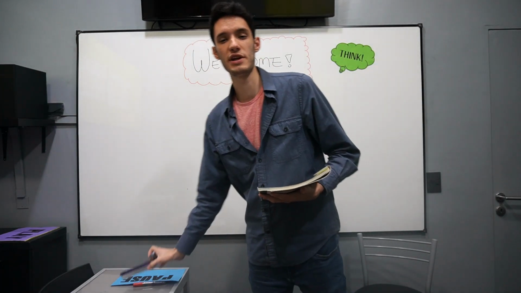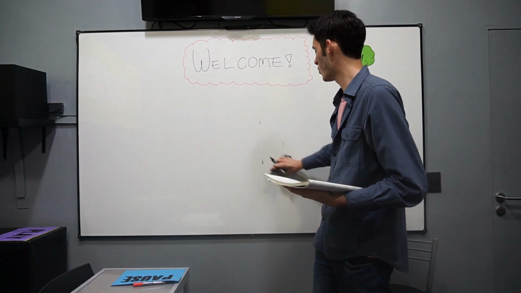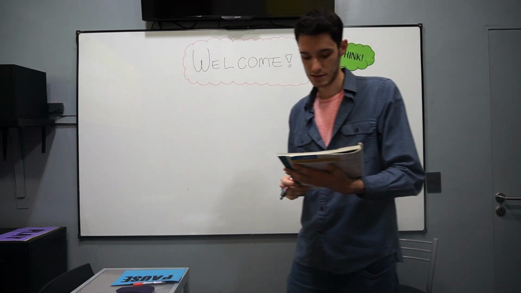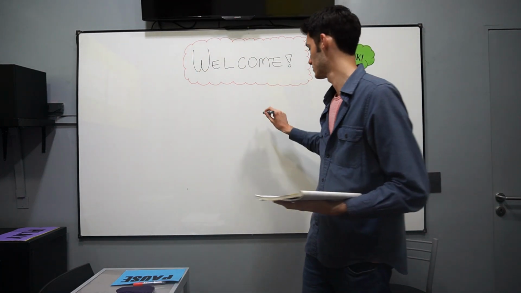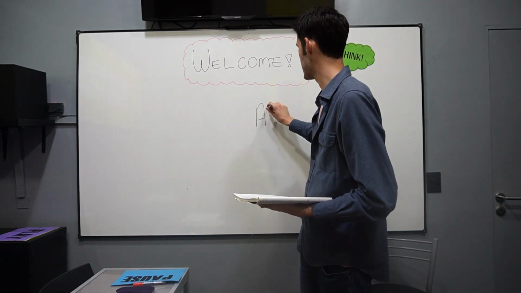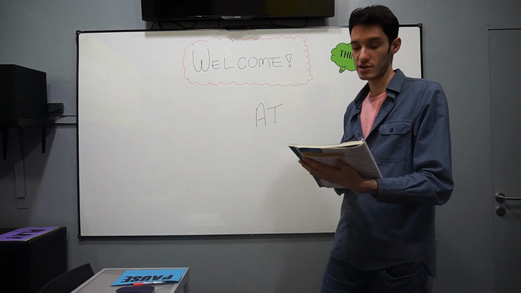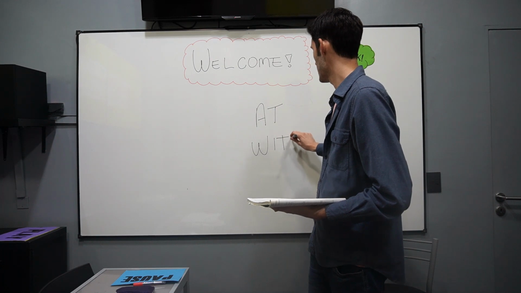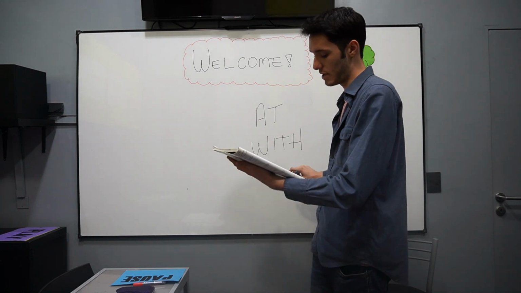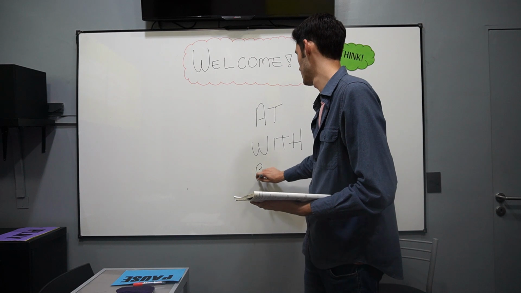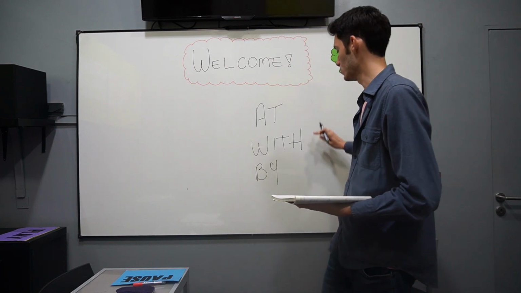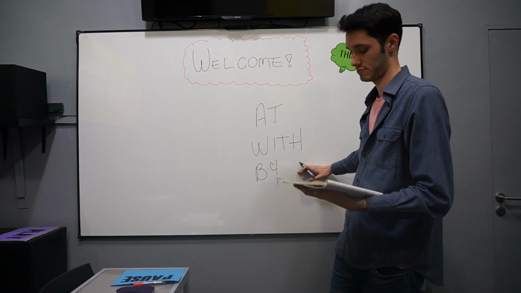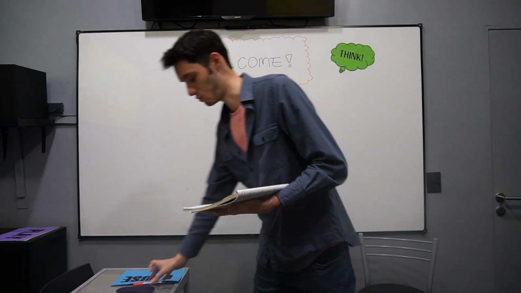Now, let's go to the next one, annoyed. Annoyed, molesto. It says annoyed at. Annoyed with. And annoyed by. These should be your three answers. At, with, by. Let's go to the next one.